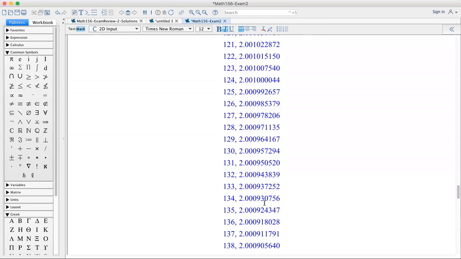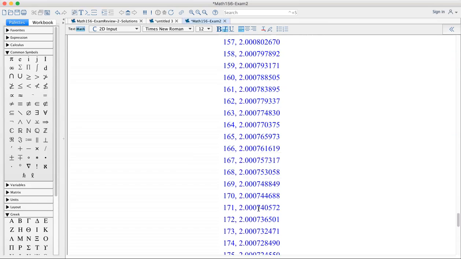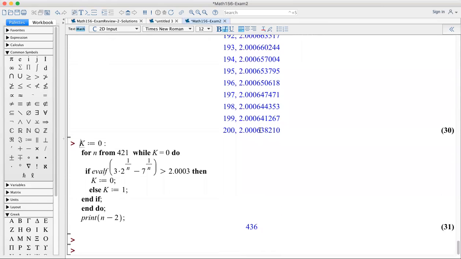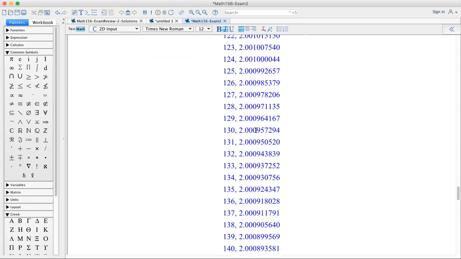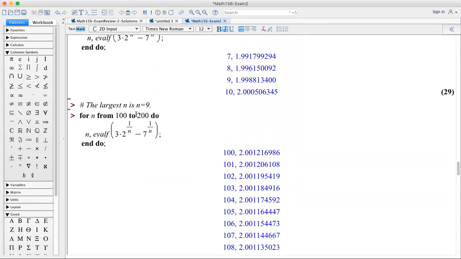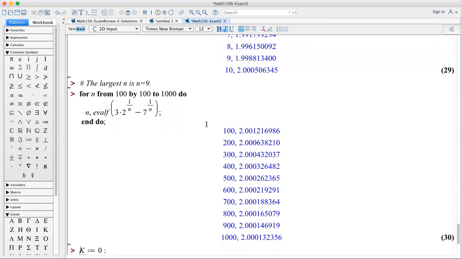See, these are much bigger. These are decreasing, but this is still 2.0006. I want less than 2.0003. So let's say I wanted to go up to 1,000, but just to get an idea, I don't want to look at all 1,900 numbers. Let's go up by hundreds. So I can say for n from 100 by 100, this means I want to go 100, 200, and so forth. So let's see what we get.